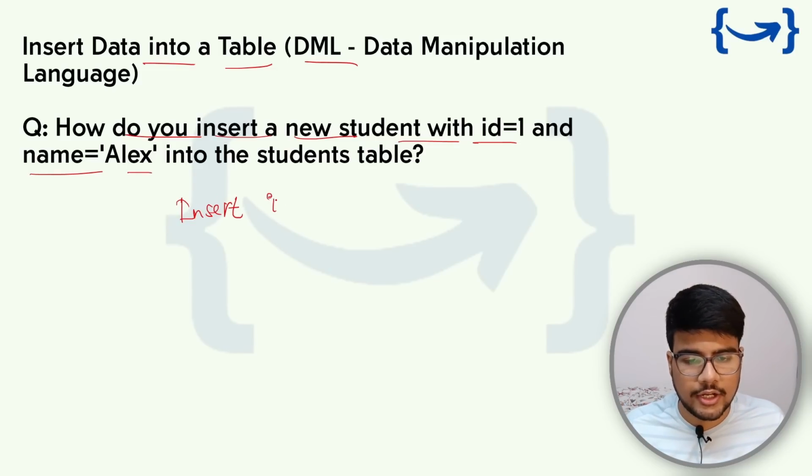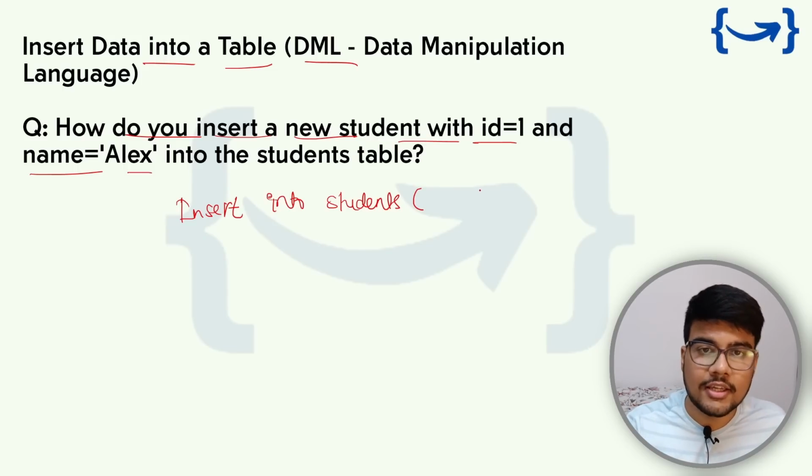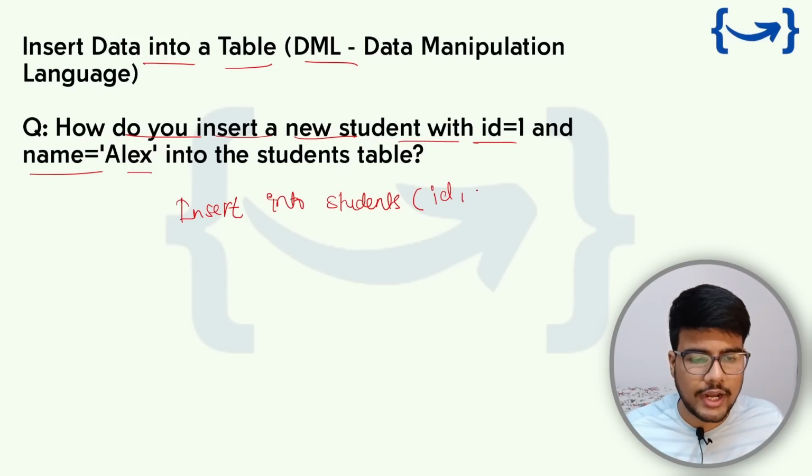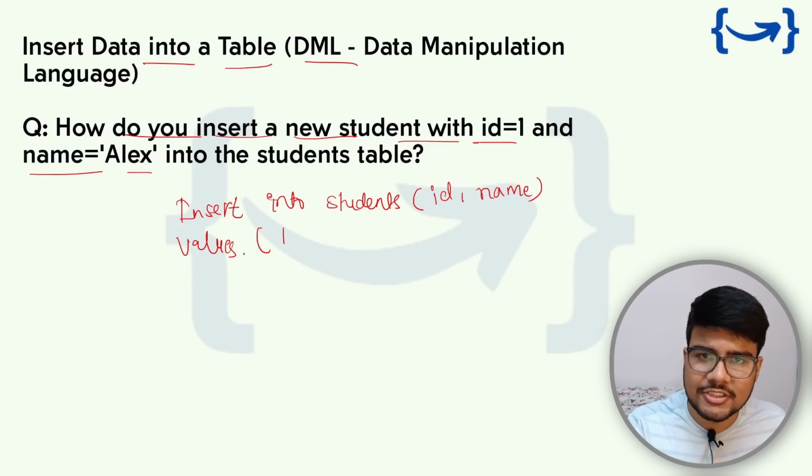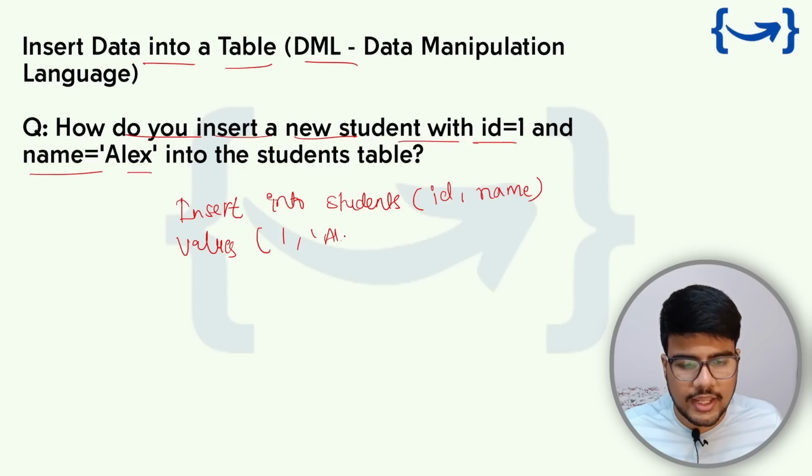So insert into what table? The table that we recently created in the very first question, which is students. And the next is the schema. It is not strictly required, but I would highly recommend you to write the schema. So ID, name. Now what else do you need to put? You need to put the values. As 1 is an integer, I don't need to put quotation marks, but for Alex I need to.